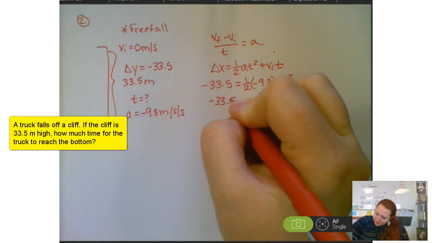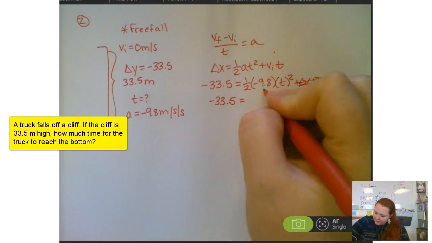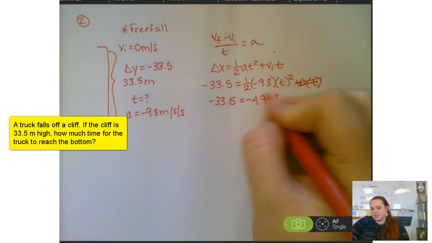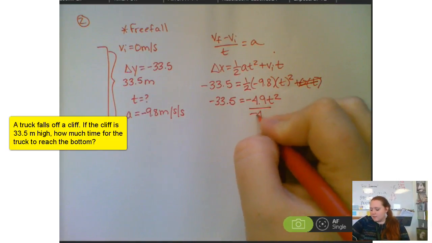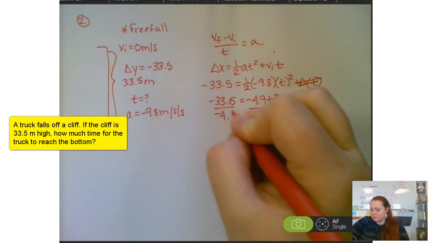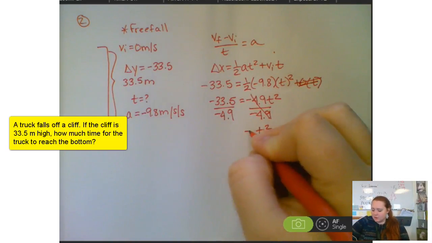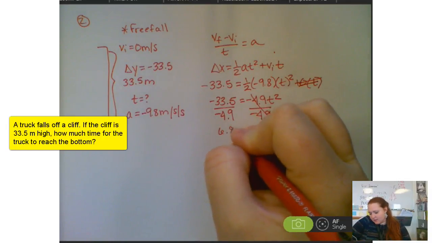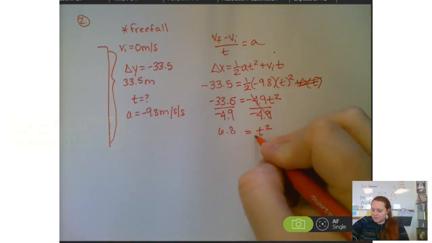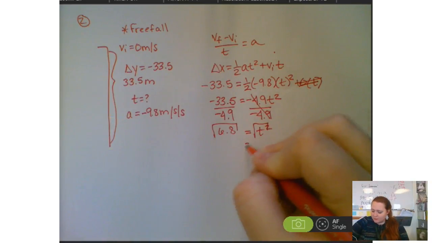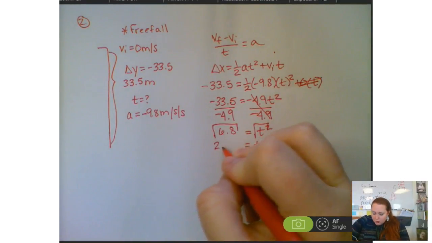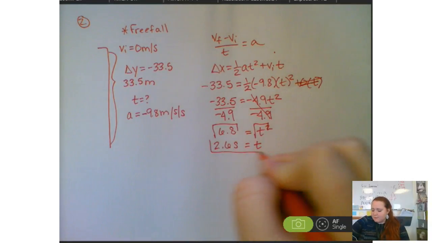Negative 33.5 equals half of negative 9.8, that's negative 4.9, t squared. To get the t by itself, I have to first divide by negative 4.9. So we'll get t squared equals negative 33.5 divided by negative 4.9, 6.8, and the t still isn't by itself. I have to take the square root. So t equals the square root of that, 2.6, and our unit for time is seconds.